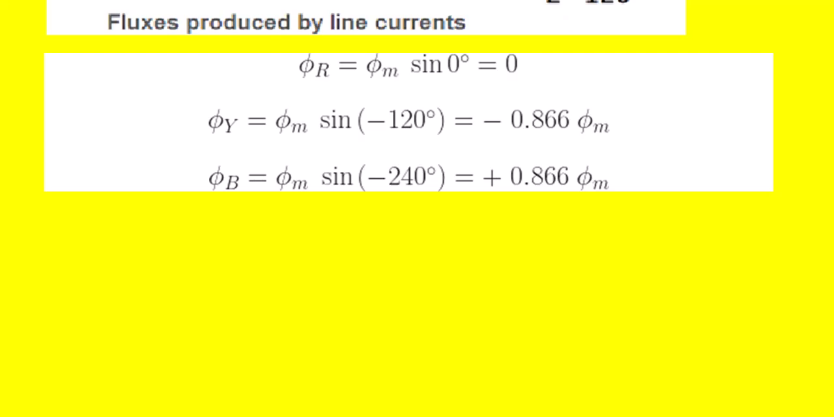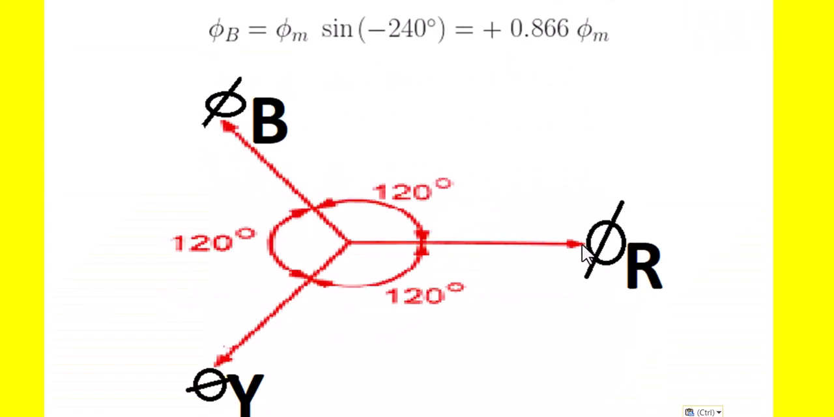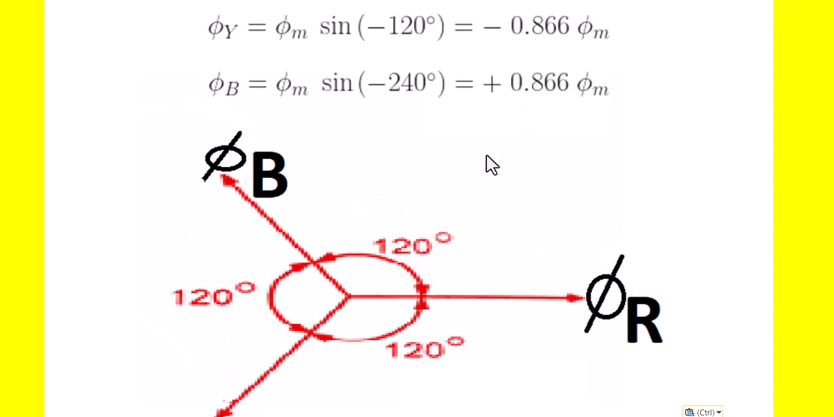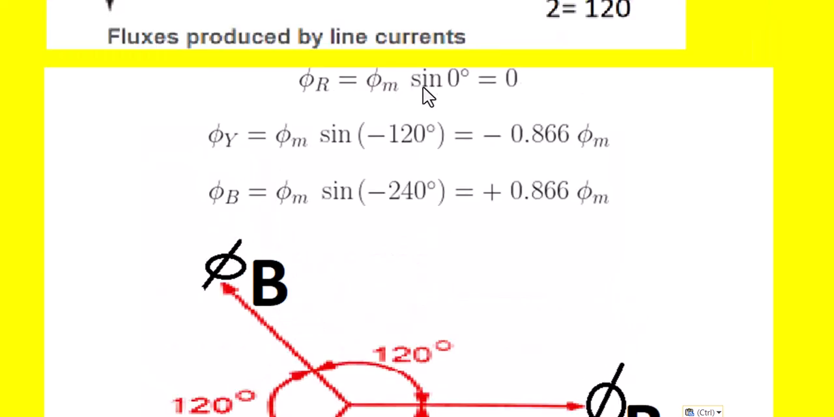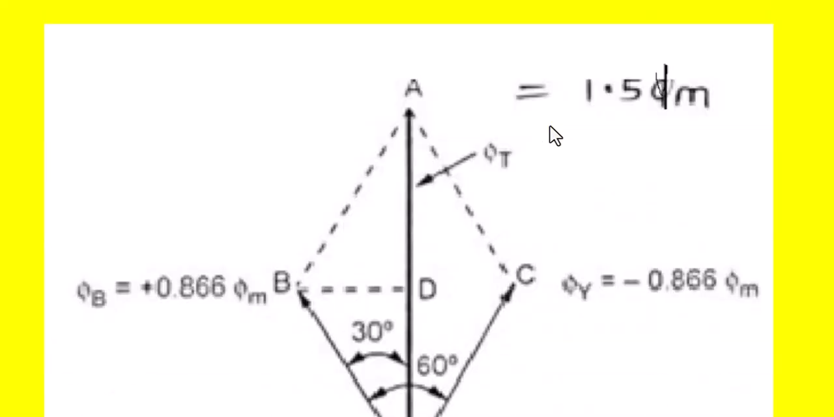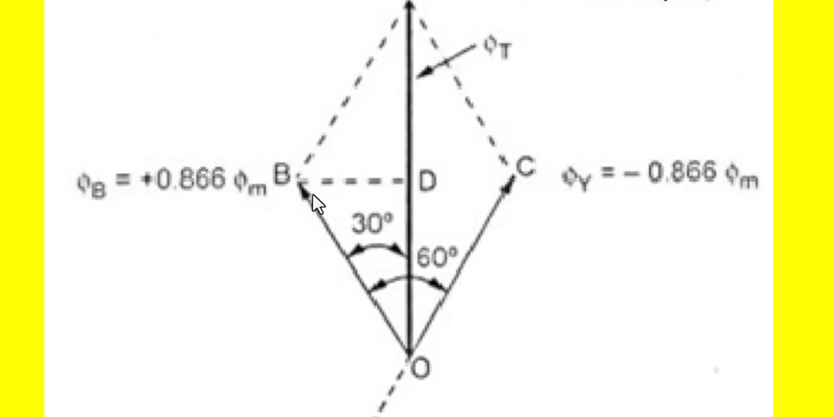So phi r means this is the positive direction of flux phi r. This is the positive direction of phi b, and negative means it will be in the negative direction. Similarly, phi r negative means it will come like this. Similarly, this is the positive direction of phi y, and negative direction means this side it will come. So having known this, it is possible to draw the vectors phi r, phi y, phi b when theta is equal to 0 degrees like this. One is phi b, the other is phi y. Phi b is 0.866 phi m, whereas phi y is minus 0.866 phi m.